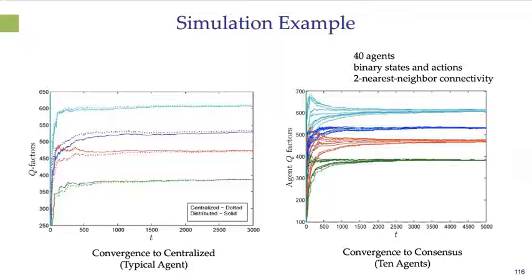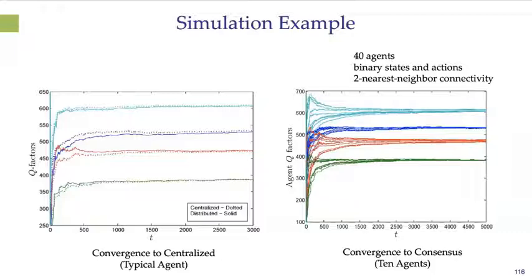And on the left here, we look at the Q factors, of which there are 4 because we have binary states and binary actions for a typical agent, for centralized and distributed iterations. And you can see over time, these both converge to the same thing. So we're getting centralized performance out of this decentralized algorithm.